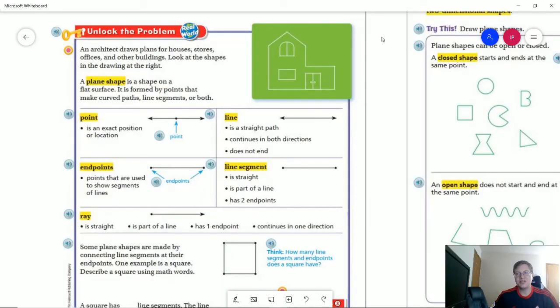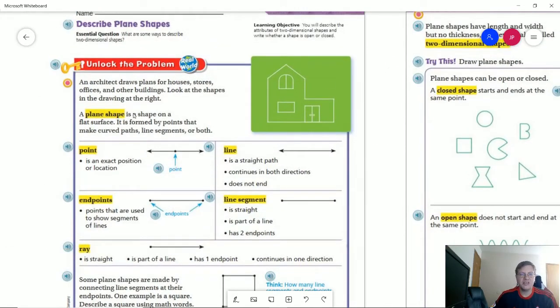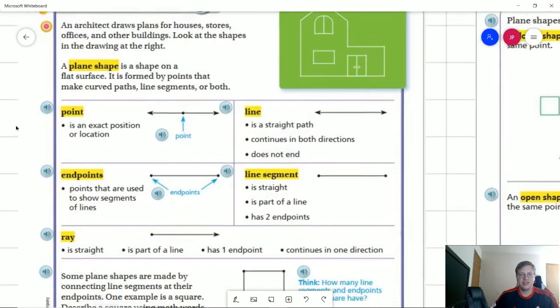So the first thing that we are going to talk about today are plane shapes. Plane shapes are shapes that can be formed on a flat surface. This is an example of a picture of a house, which would include lots of different types of shapes. And for those shapes, we have some different things that we need to talk about.